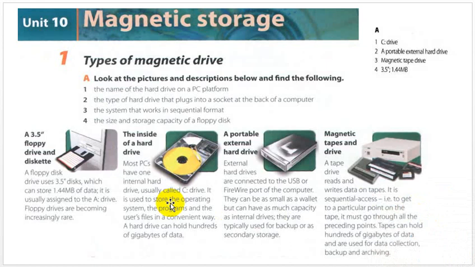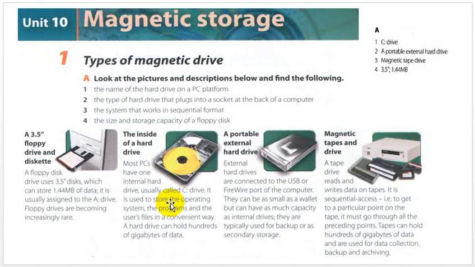A floppy disk drive uses 3.5 disks, which can store 1.44 MB of data. It is usually assigned to the A drive. Floppy drives are becoming increasingly rare. Today we don't use floppy disks. Instead of floppy disks we use flash, and also we use hard disks.